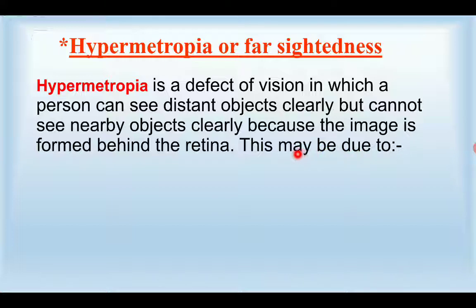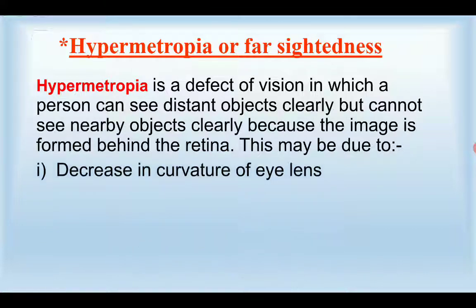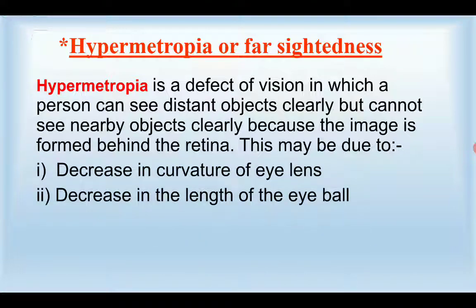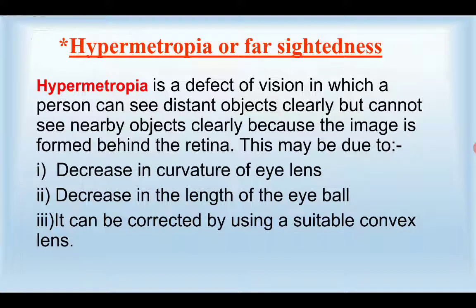So in this case, the image is formed behind the retina, and the main causes for this defect are the decrease in curvature of the lens and the decrease in the length of the eyeball. This defect can be corrected by using a convex lens of a suitable focal length. Now let us understand hypermetropia using ray diagrams.